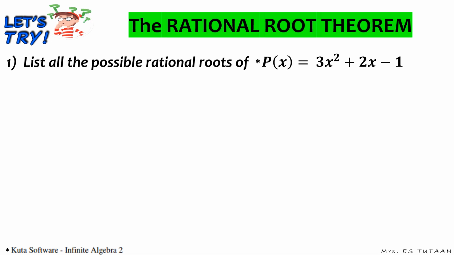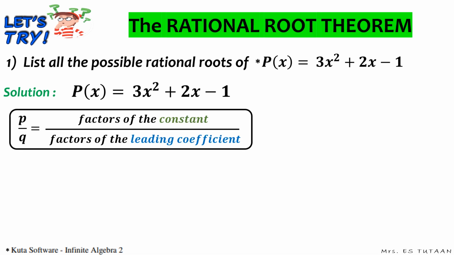Okay? So, going back, solution, sulat muna natin yung ating given polynomial function, and then we need to satisfy our mathematical representation for the possible rational roots, which is p over q is equal to factors of the constant over factors of the leading coefficient. So, ang una natin gagawin, find all the possible factors of the constant term. So, pag sinabi natin constant term, yan yung term sa polynomial function natin na walang variable.